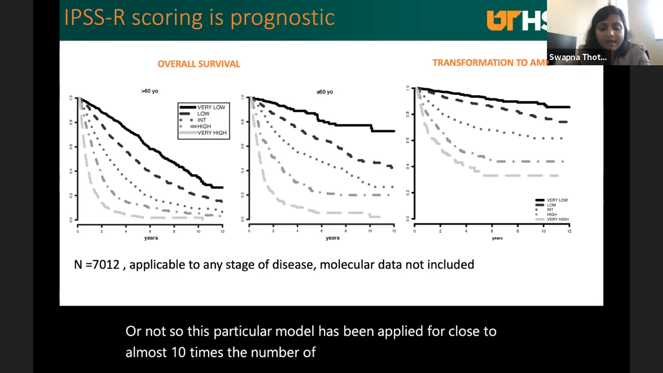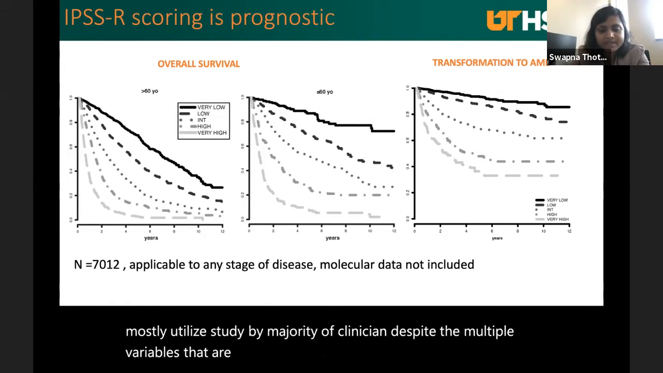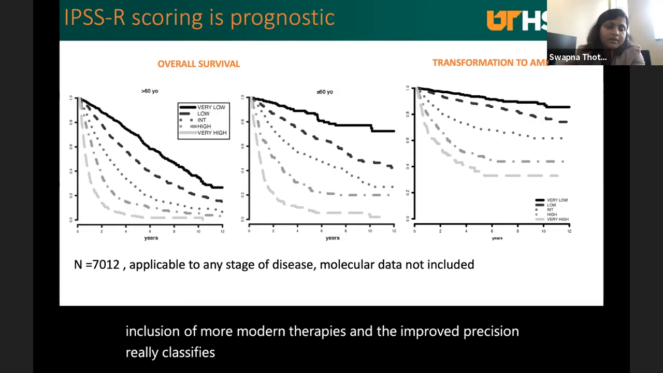This particular model has been applied for close to almost 10 times the number of IPSS patients. So it's a validated study and the most utilized by the majority of clinicians, despite the multiple variables that are included, because it represents more inclusion of modern therapies, and the improved precision really classifies patients in an improved manner.